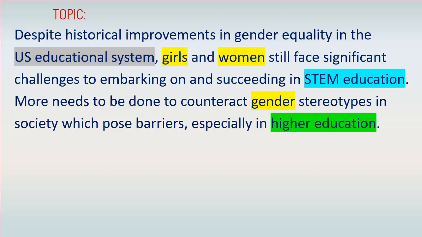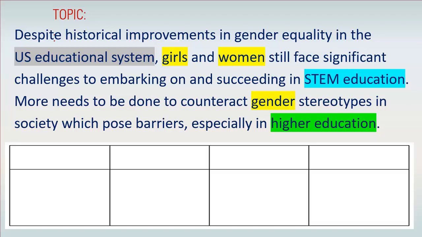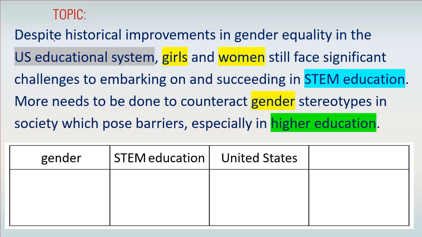Step 2 in the grid exercise is to draw a simple grid. For this topic, we might end up having a grid with 4 columns, maybe gender, STEM education, United States, and higher education. Even though this topic is more complex than our first example, it's still perfectly fine to start very simply with just 2 topics, gender and STEM education.